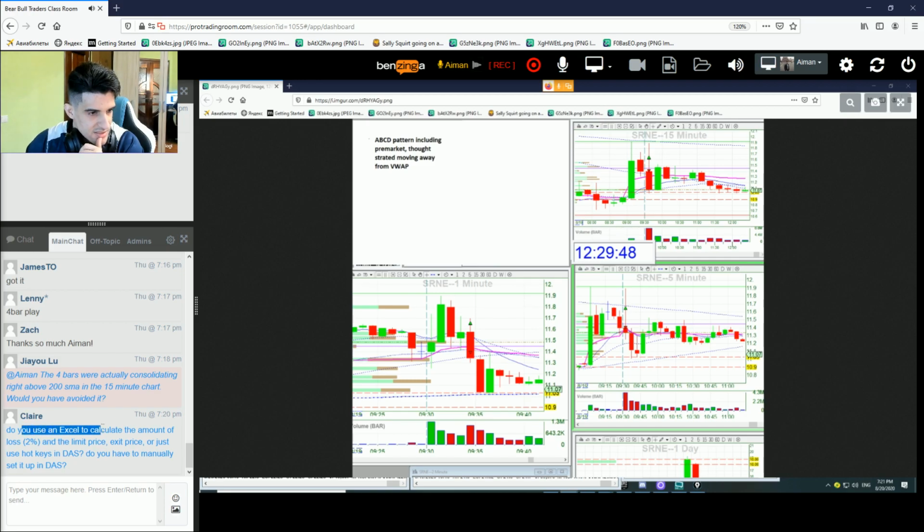Do you use an Excel to calculate the amount of loss 2% and the limit price, exit price, or just use hotkeys in DAS? I use hotkeys to do that in DAS.